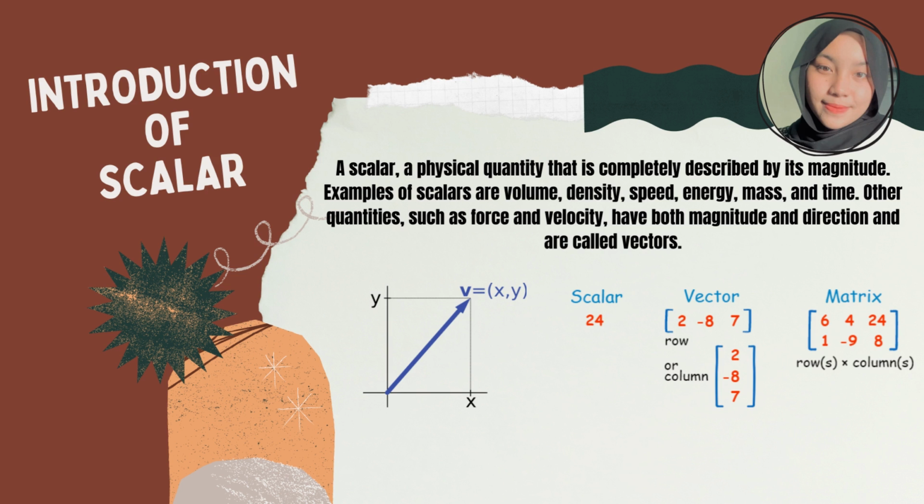And now I will explain to you the introduction of scalar. A scalar is a physical quantity that is completely described by its magnitude. Examples of scalar are volume, density, speed, energy, mass, and time. Other quantities, such as force and velocity, have both magnitude and direction and are called vectors.